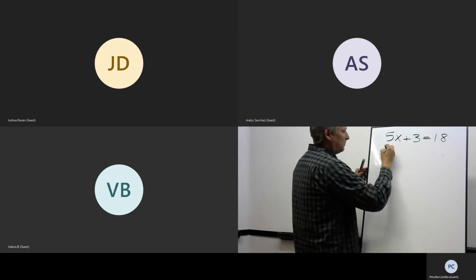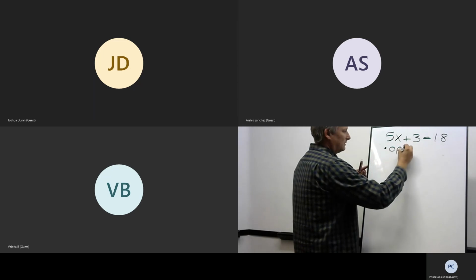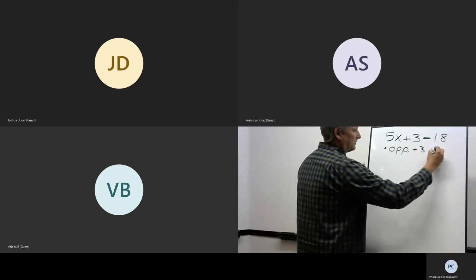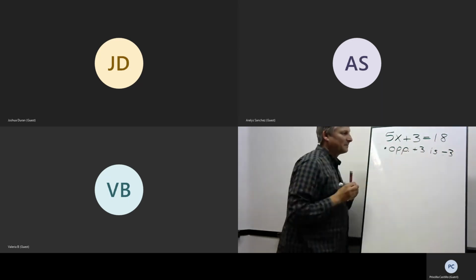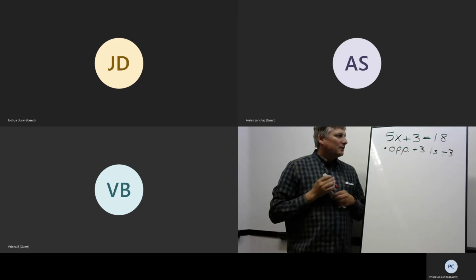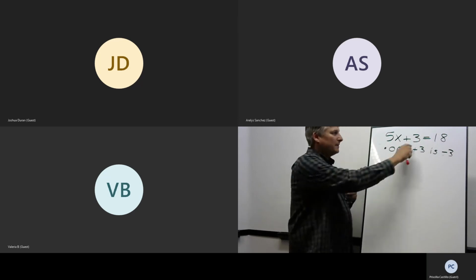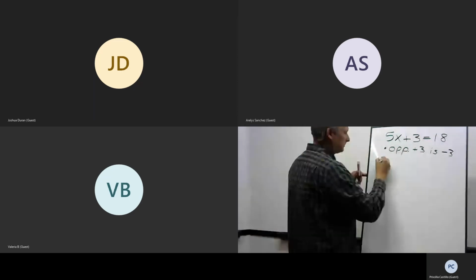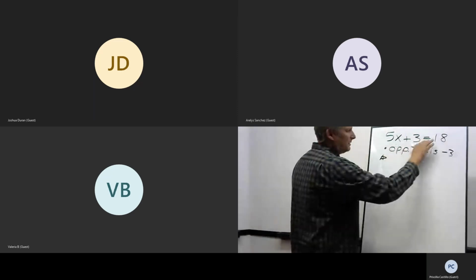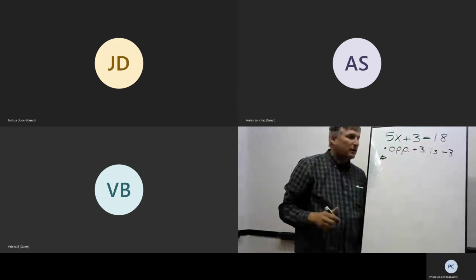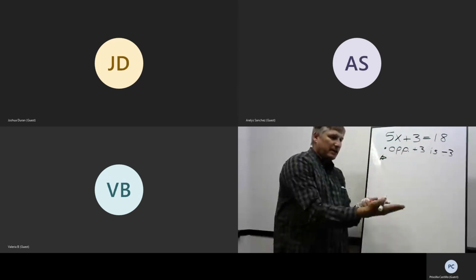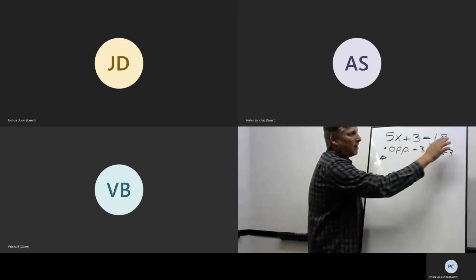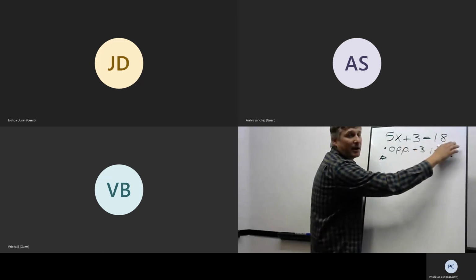So what we have, opposite of plus 3, is minus 3. So we're going to subtract 3. We want these numbers to disappear, but we got to be careful. This symbol here is the equal sign, and that says everything has to be balanced. So if we take away 3 here, we also have to take away 3 on the other side.